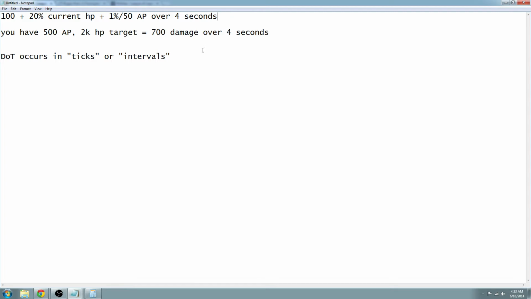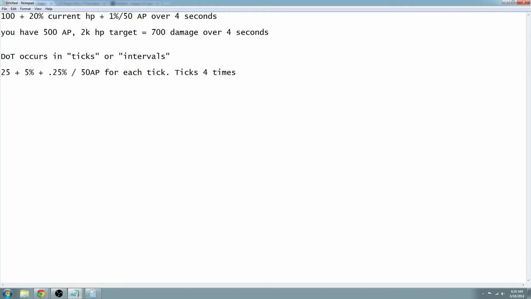So what you can do is separate this into 25 plus 5% plus 0.25% per 50 AP for each tick. That's exactly the same thing, the exact same statement as above. However, when you're calculating the math here, it's slightly different because you're not going to come up with 700 damage over 4 seconds, because your current health is changing.